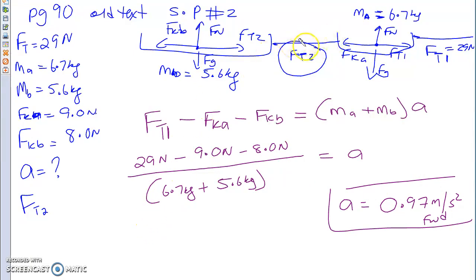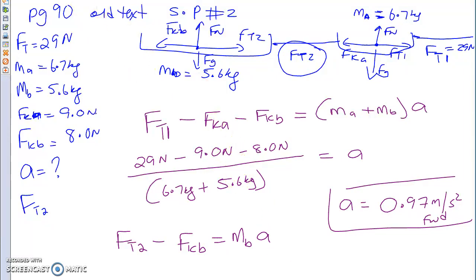Now, to get this tension, we have to make an equation just for that little mass right there. And to do that, we'll just do the following. We're going to say Ft2, which is causing my forward motion, minus Fkb, equals mass B times acceleration. Does that make sense? Right?